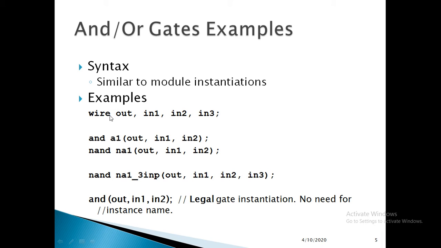The syntax of gates includes here an example. Out is known as output, and in1 and in2 are inputs. Here you see that the first parameter will always be the output. The instance name for primitive gates is optional. Here you see that no instance name is used.